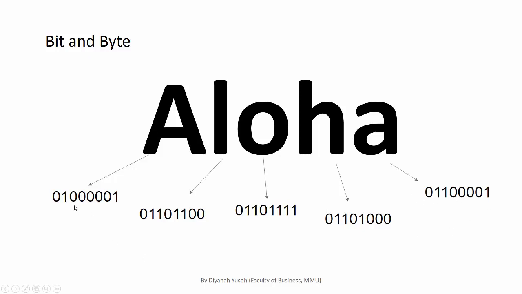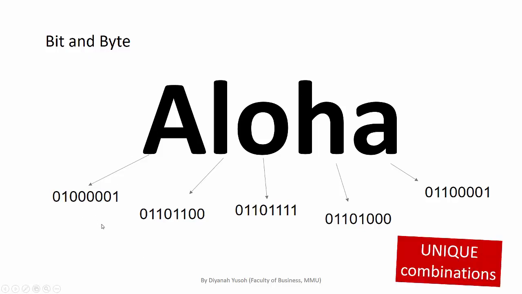It is not the same as capital A, because remember, each combination of bits in binary language is unique. They must have unique combinations. Capital A and small a are totally different. So just imagine if you have all these letters in your documents, assignments or reports, you will have large numbers of bits and bytes.